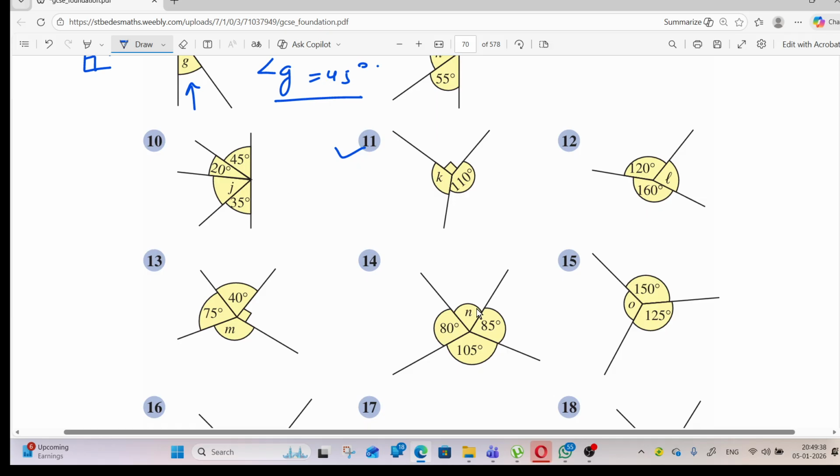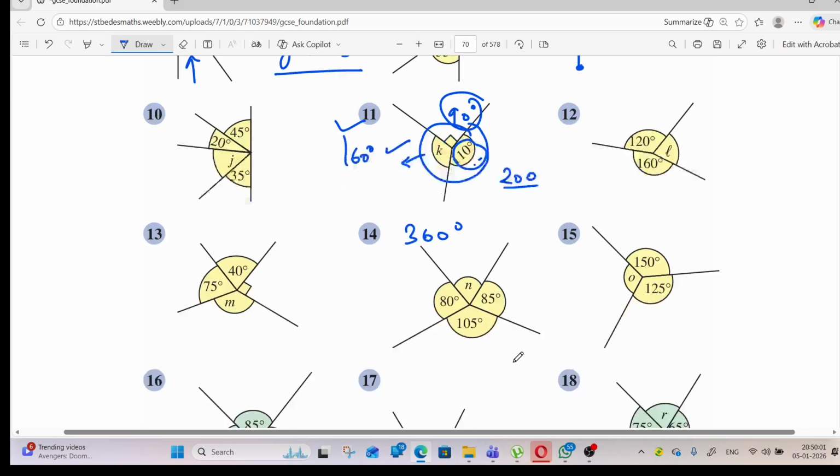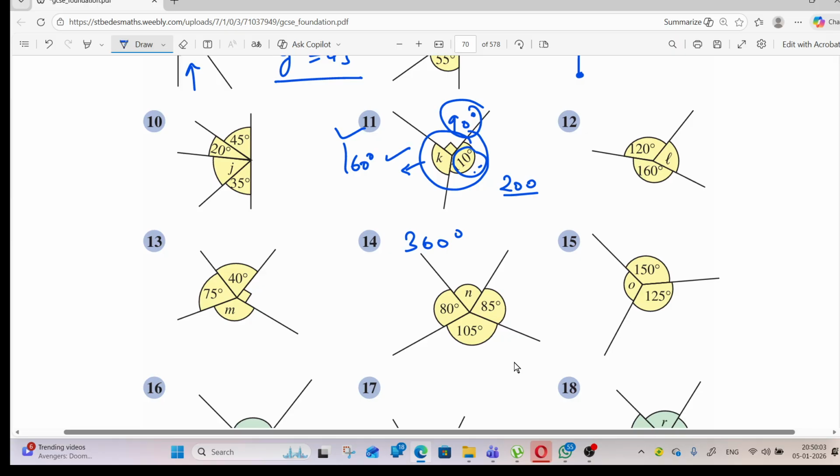K is 180. Sorry, K is 180. See, this is 90, this is 110. So 90 plus 110 is 200, right? Because this is angle on a point, they add up to 360, right? 160. Yes, 160, correct. Let's try number 13.